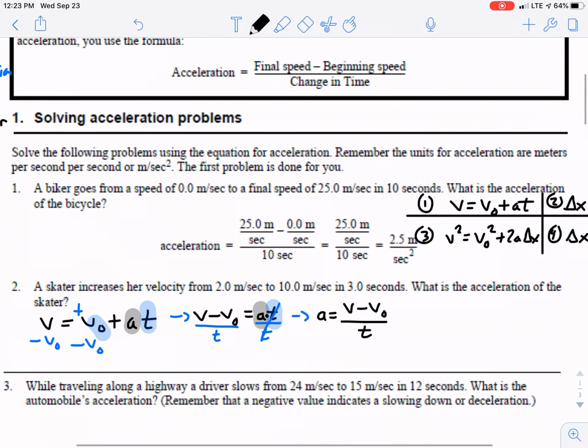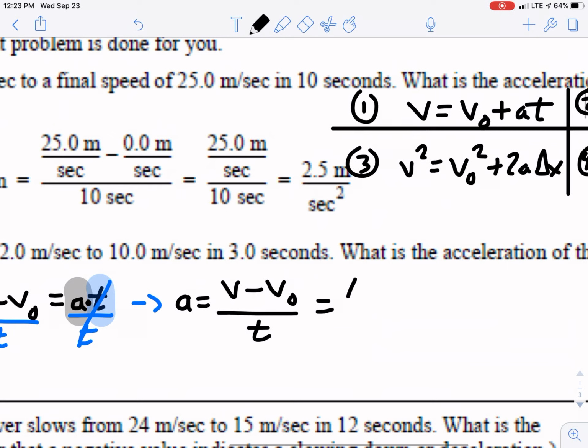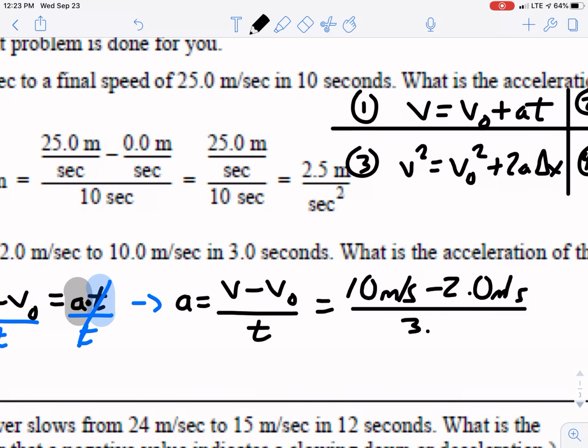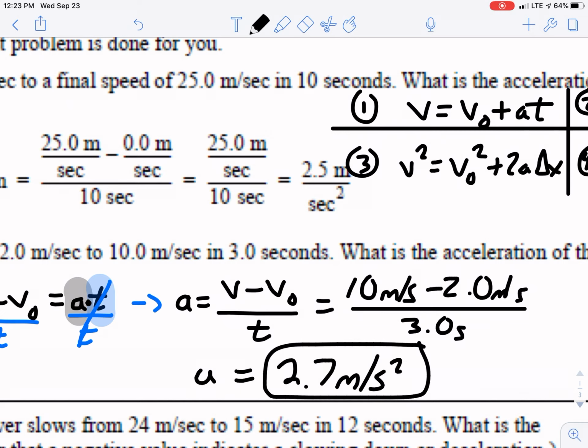Now we go ahead and plug in. The final speed was 10 meters per second minus the initial speed of 2 meters per second over 3 seconds. 10 minus 2 is 8, divided by the 3 seconds gives us about 2.7 meters per second squared. Please remember to box or circle your final answer, and always remember to have units following your answer because units give the number some context. That's important.